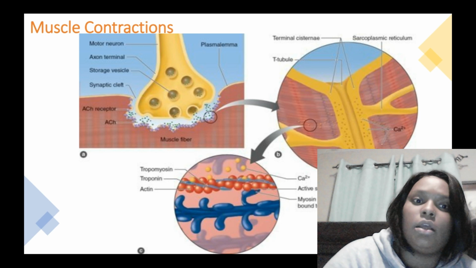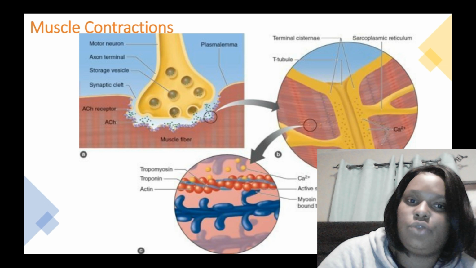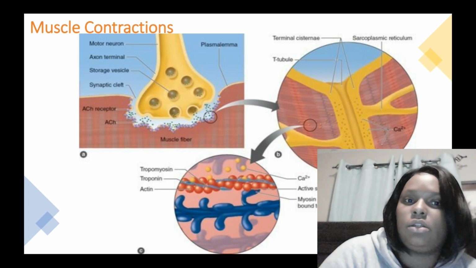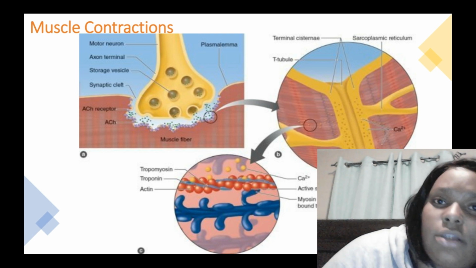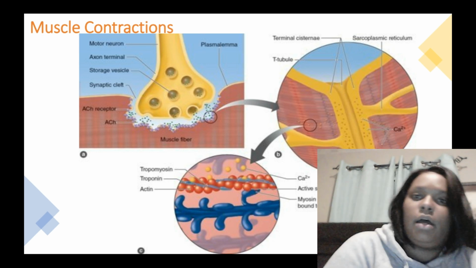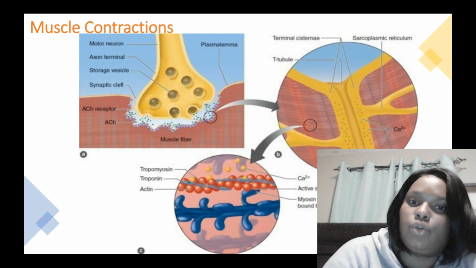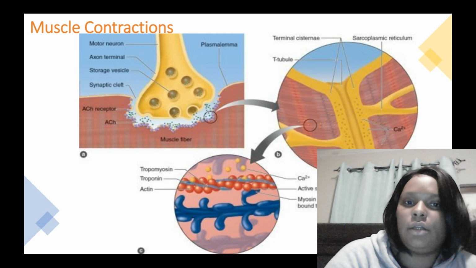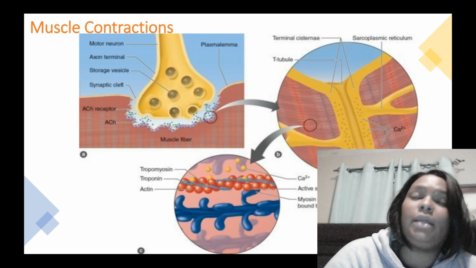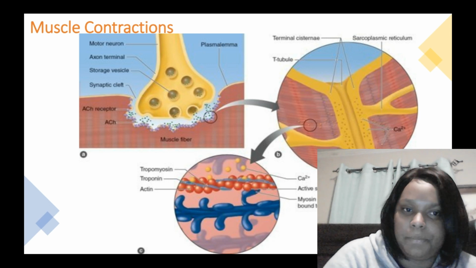And so, when the motor neuron is activated, all of the muscle fibers in the motor unit are stimulated to contract. And so, for the B figure, the action potential travels along the plasma lemma, then moves through the T-tubule system, causing the stored calcium ions to be released in the SR. And for the C figure, calcium ions bind with troponin, and then the troponin moves the tropomyosin molecules off of the myosin binding sites on the actin molecules, basically opening these sites to allow the myosin heads to bind to them.